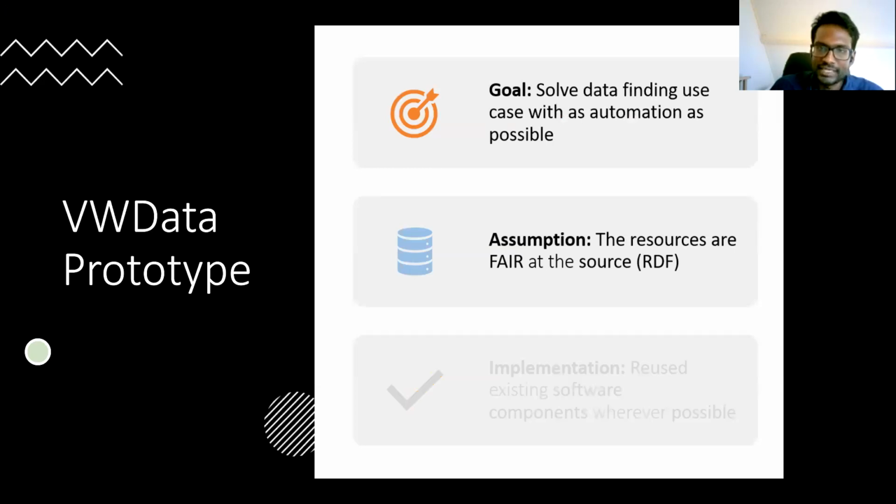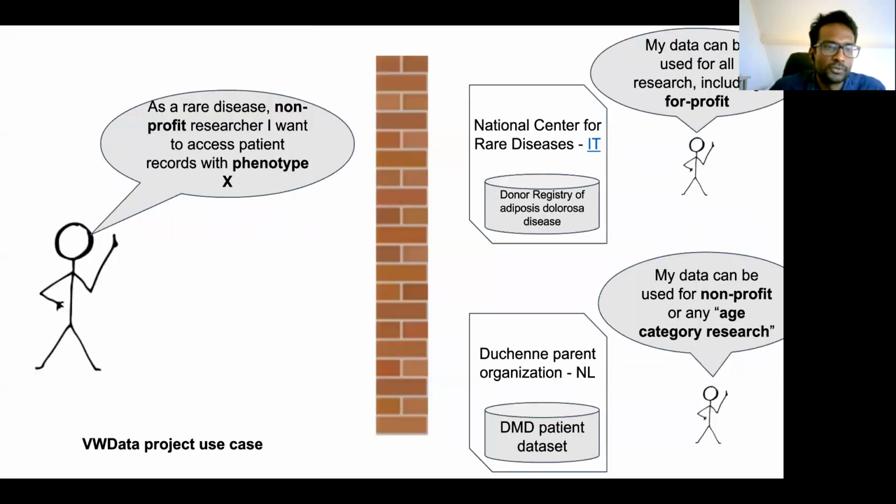So let's start by describing the use case that we try to address in this prototype. Our use case is a rare disease researcher, obviously a non-profit researcher, who wants to access patient data with a certain phenotype. The data that he or she is looking for is sensitive in nature, so it's well protected, often behind a proxy or firewall, and the data provider or data owner also has some restriction on who can access this data set.